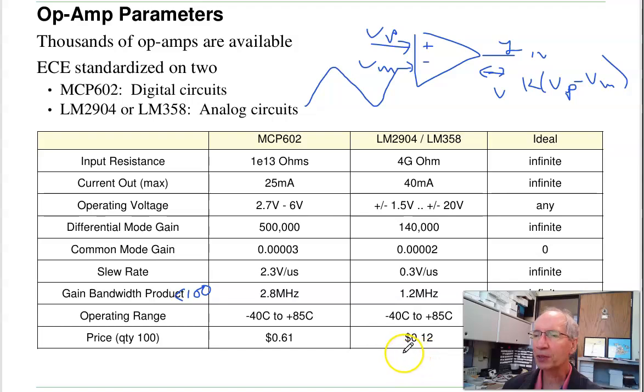Now for the op amps, typically in electronics, we use these LM294 and LM358 because they're cheap. If I need digital circuitry, I'll use the 602. That's the 0 to 5 volt operation. These use plus minus for analog circuits, digital circuits.